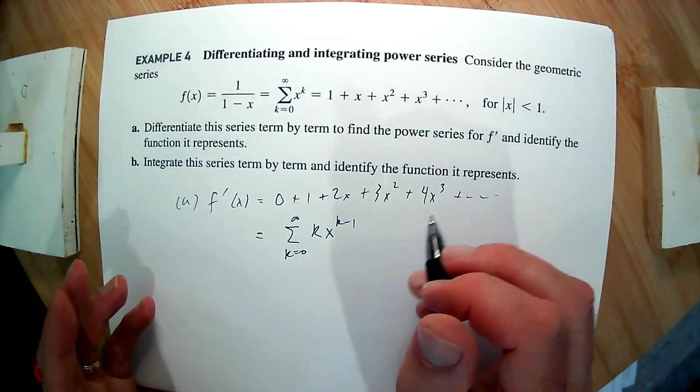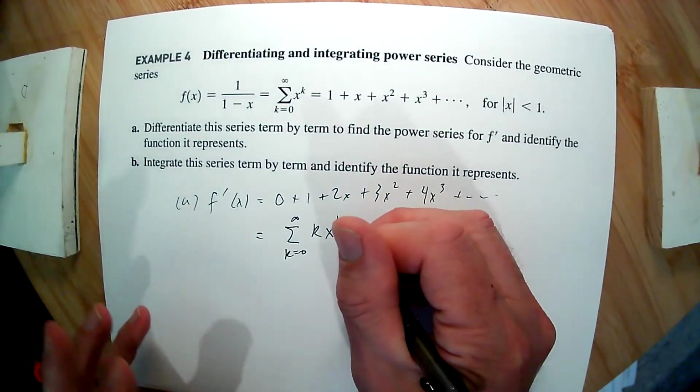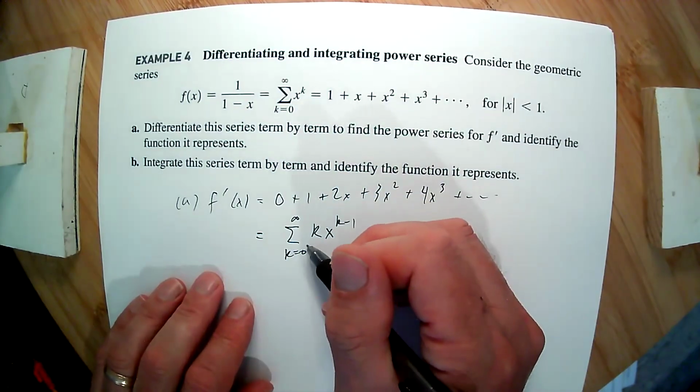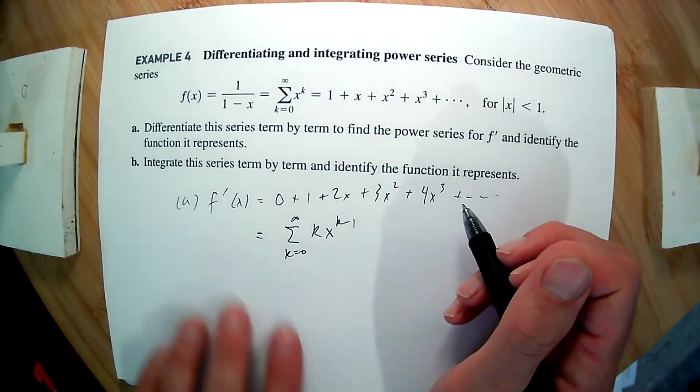So if I start off by plugging in k equals 0, you get a 0 times x to the negative 1, which is still just 0. When you plug in k equals 1, you get a 1 times x to the 0, that's just 1, and so on, all the way down, okay?